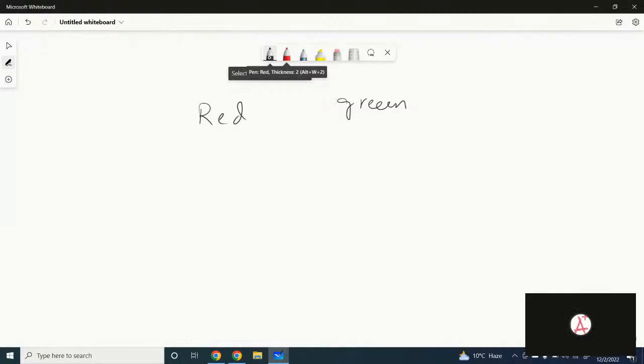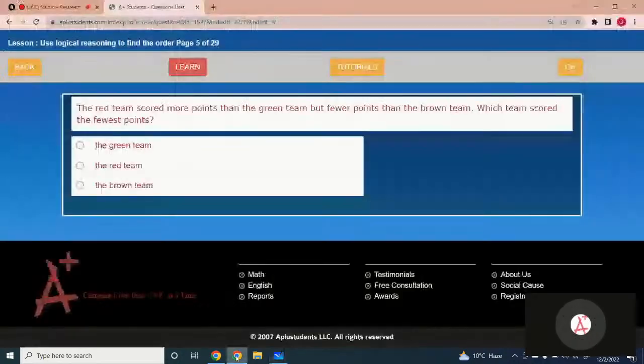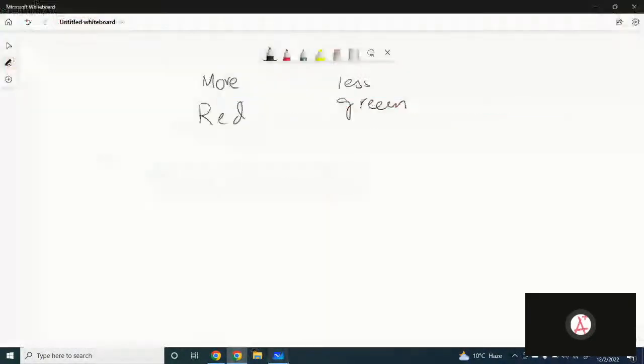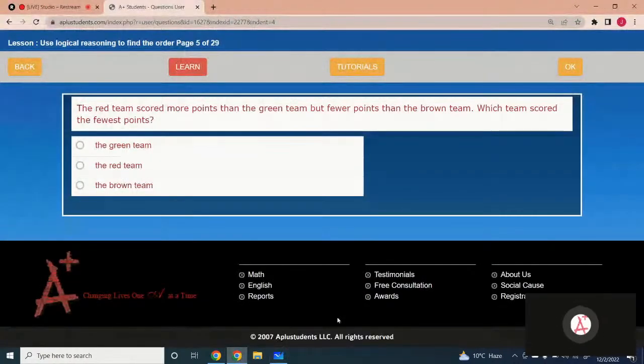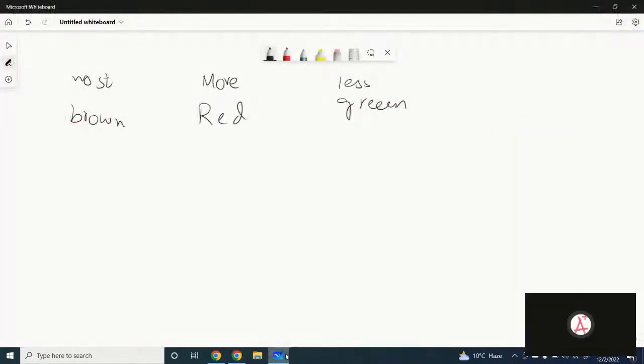Got it? Red has more than green team. Okay. Then the next one is, but fewer points than the brown team. So red has fewer points than the brown team. That means the brown has the most. So the question is, which team scored the fewest points? That means the green one scored the fewest points.